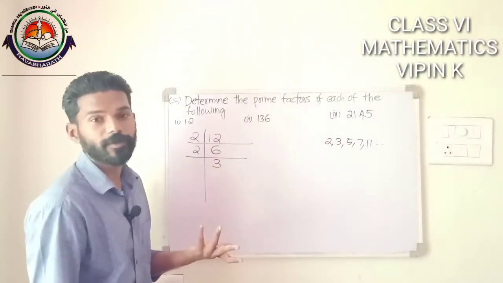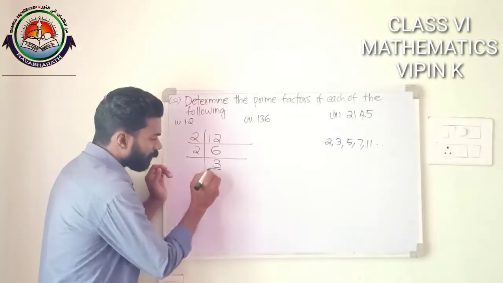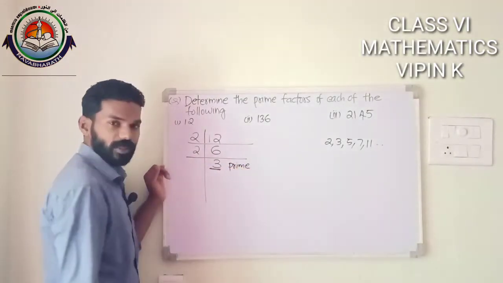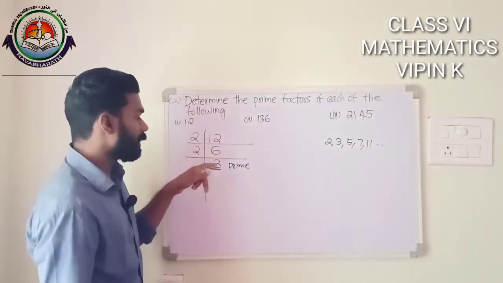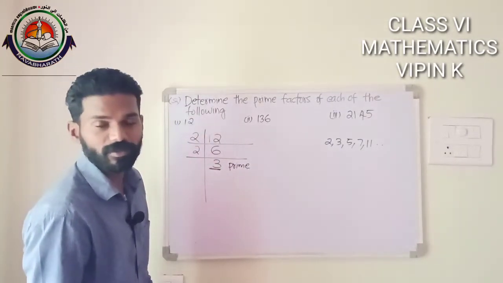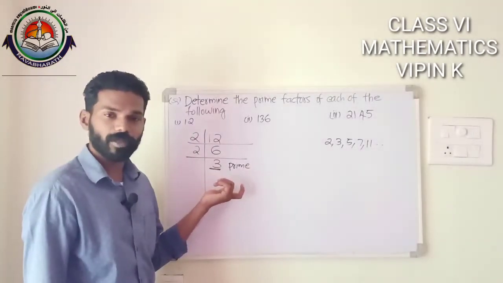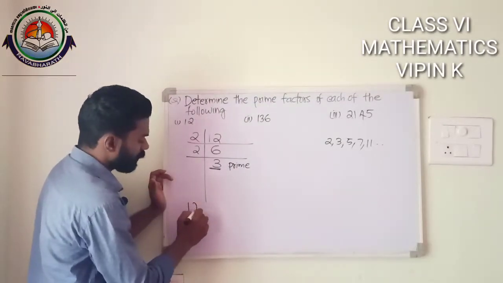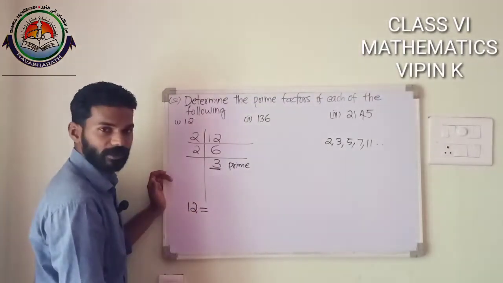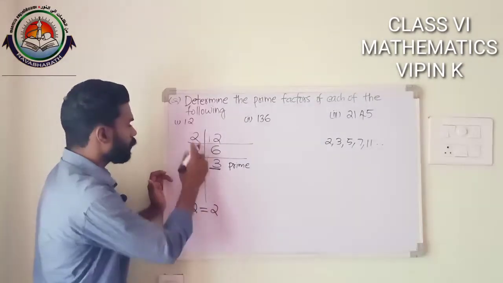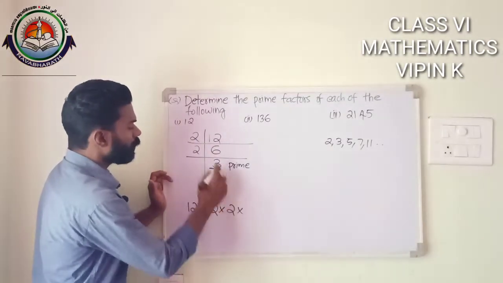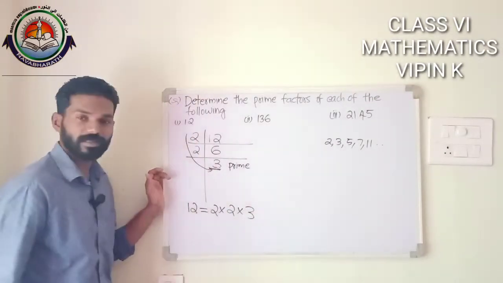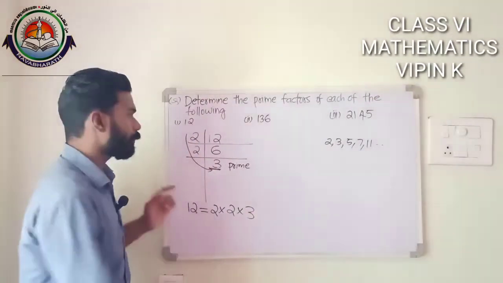Shall we do further division? No. Why? Because the quotient now obtained is a prime number. We need to continue our division until we get a prime number there. Clear? Here we obtained the prime number, so we can stop our process. Now how can this 12 be written as a prime factorization? 12 can be written as 2 into 2 into 3, just like this. Clear? I hope you are clear.